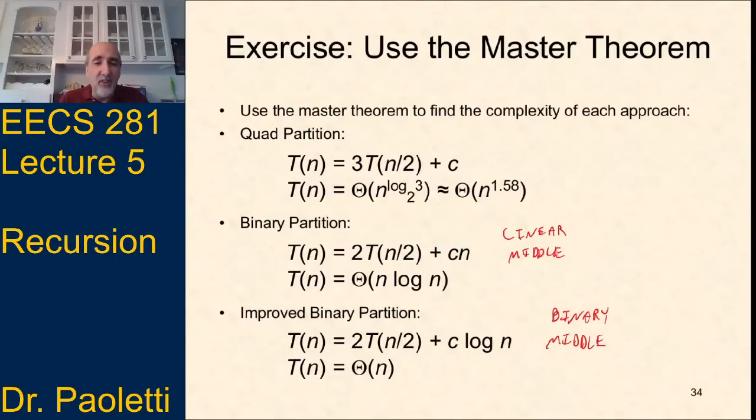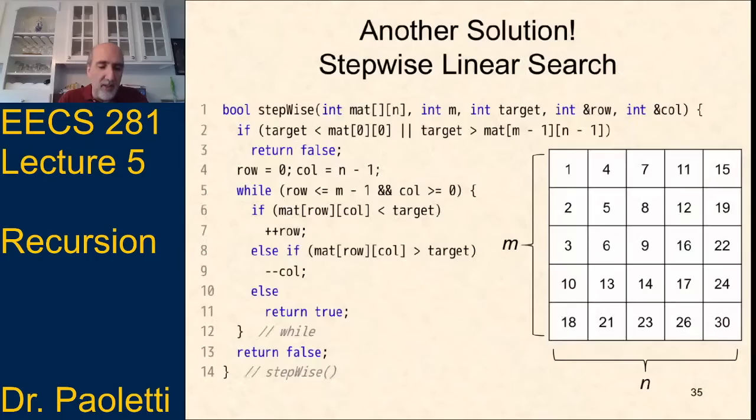Now, there is another approach to solving this that doesn't involve dividing it into regions. So that's the 4th one we're going to show here, called stepwise linear. What stepwise linear means is we're going to take one step in one direction at each point. So let's look at code here.